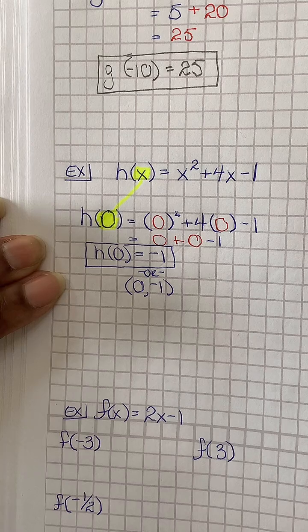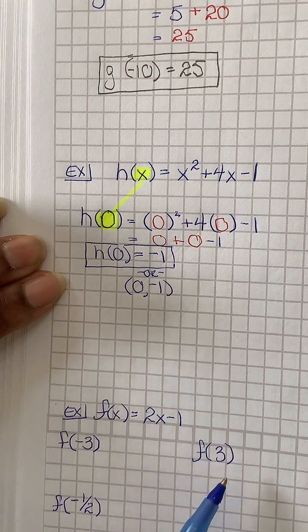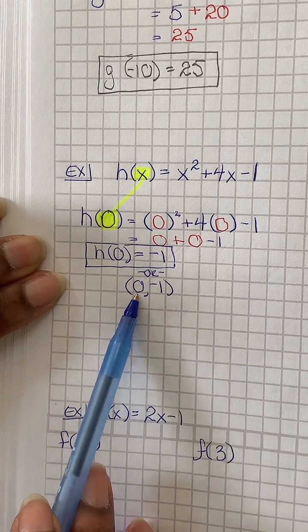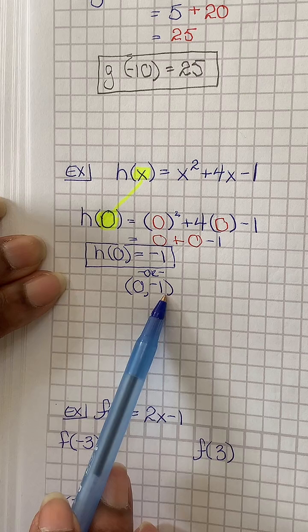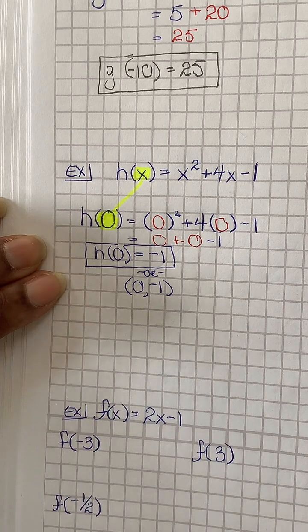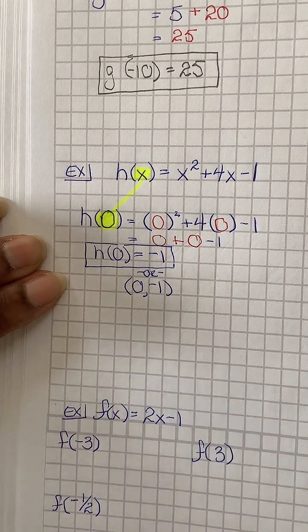Okay. So your X value is going to be 0, but your Y value is what we were looking for. The Y value is your -1. You're also finding the y-intercept. Yep, I did find the y-intercept.